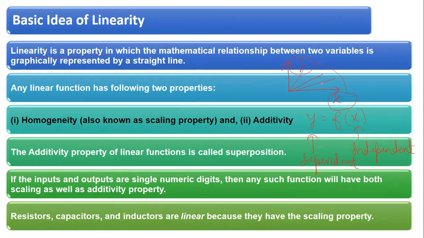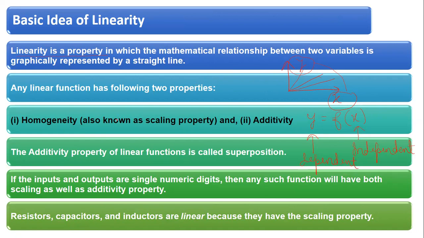So when the characteristics of any system are represented by a straight line, we say that the given system is a linear system, or we can say that the system can be expressed by linear equations, right? The equations are linear equations.